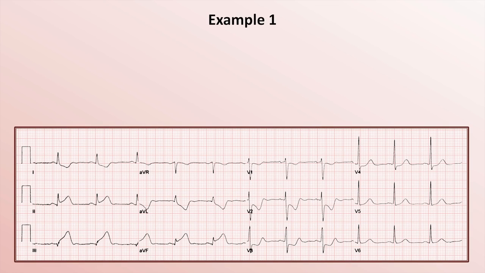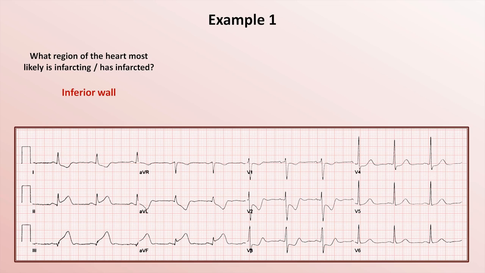So let's start with this EKG. Jumping right to the punchline, there are ST elevations in leads 2, 3, and AVF, as well as ST depressions in V2, V3, 1, and AVL, which are likely reciprocal changes. So first, what region of the heart is most likely infarcting? 2, 3, and AVF are the inferior leads, so therefore it's the inferior wall. This is consistent with the prominent reciprocal changes in V2 and V3. The changes in 1 and AVL are not necessarily as classic, but still not uncommon.